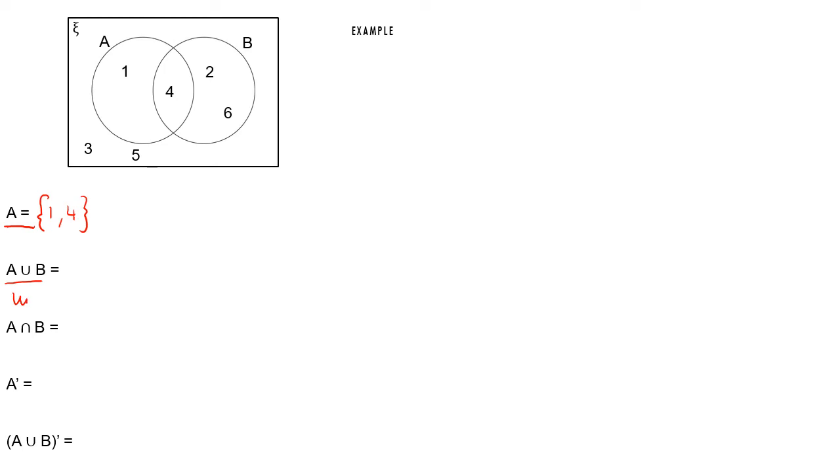This is asking us for the union of A and B. That means in A or in B, or it could be in both. Here we have the intersect of A and B, and that means it's got to be in both of them. So just this section where they overlap, where they intersect in the middle.